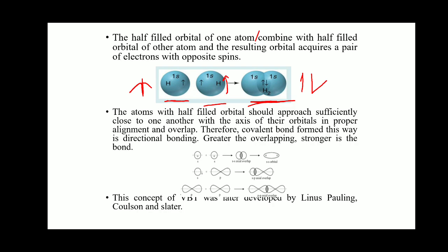In the next lecture, we will discuss the 10 postulates of valence bond theory. That is a very important concept of VBT that was modified by Linus Pauling, Coulson and Slater. So in this lecture we did this, and in the next lecture we will do the basic tenets or the postulates of valence bond theory.